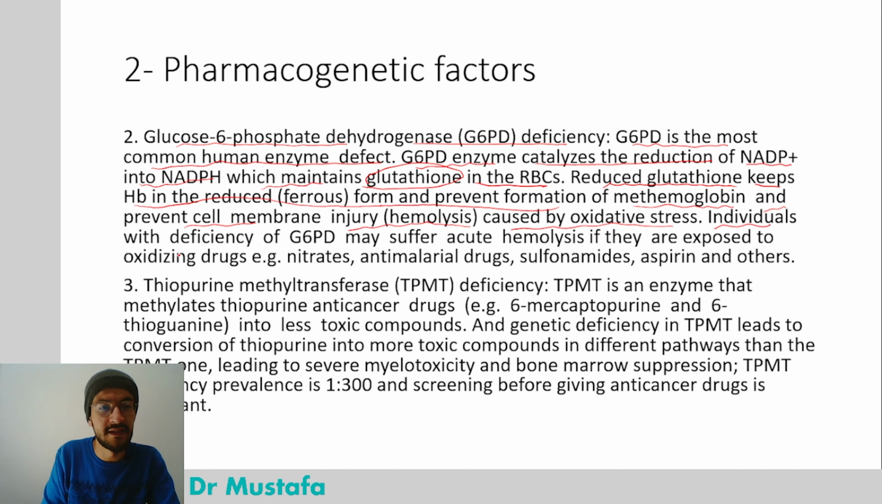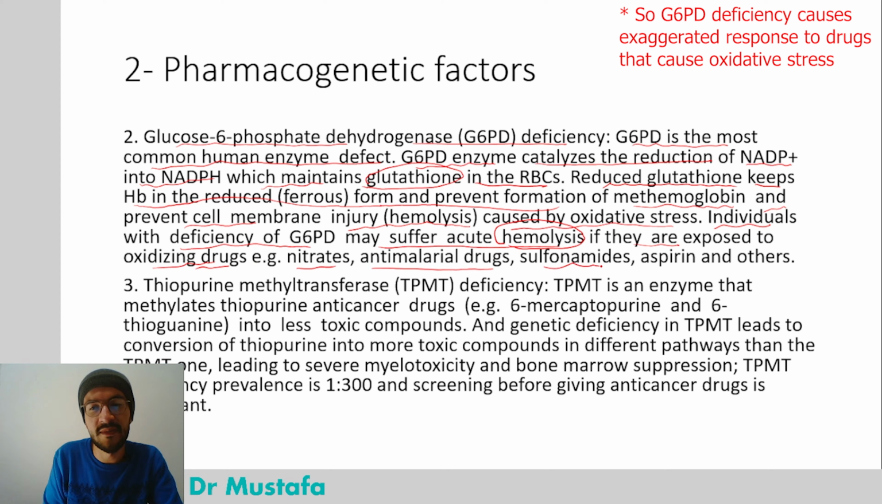So individuals with deficiency of the G6PD may suffer acute hemolysis if they are exposed to oxidizing drugs. Now, hemolysis means the injury to the RBCs that would lead to their death, and their contents would be spilled into the circulation. If a person who has G6PD deficiency is exposed to oxidative stress or oxidizing drugs like the nitrates, the anti-malarial drugs, the sulfonamides, the aspirin, and others, this would lead to hemolysis, which is injury to red cells because of the oxidative stress.